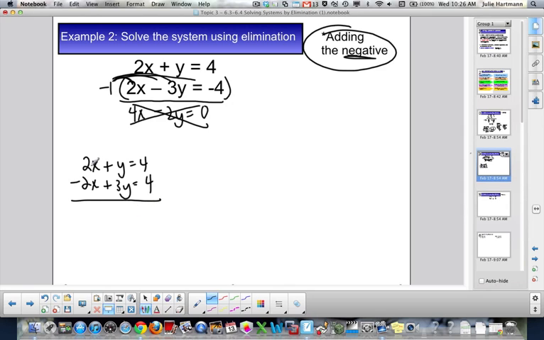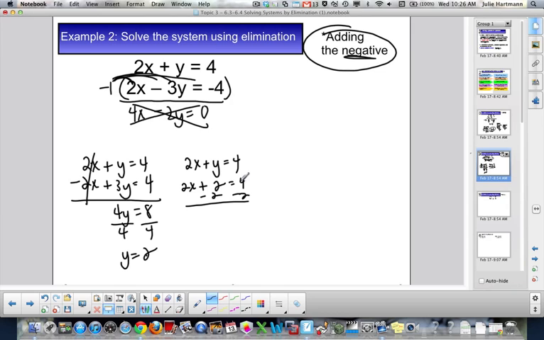Now when you add, 2x plus negative 2x, they cancel. 2x minus 2x is 0. Y plus 3y is 4y, because it's 1y plus 3y. And 4 plus 4 is 8. That allows us to then divide by 4 and solve for y. Once you have y, go back to one of your equations, y is 2. So 2x plus 2 equals 4. Solve it, so minus the 2, and divide by 2, you get x equals 1. So we have the point 1, 2.